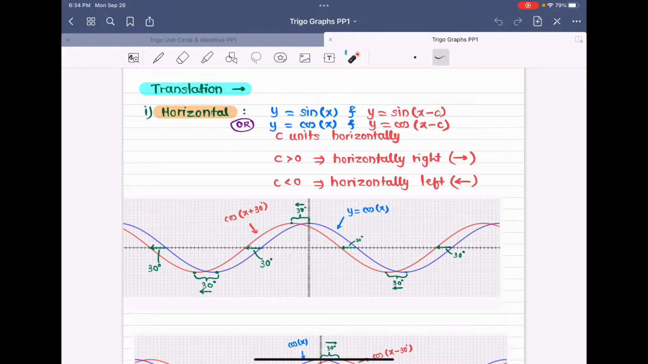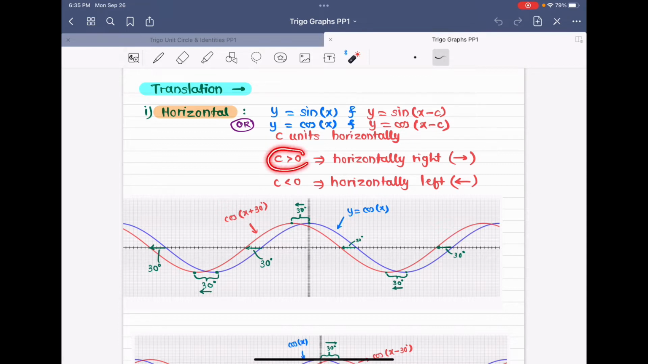You will see that. So here, if the original graph is y is equal to sine x and I am writing y is equal to sine of x minus c, by default this sign is negative. Or y is equal to cos x, and if I am writing y is equal to cos of x minus c, again the middle sign is negative. So c units horizontally. That means whatever your c value, whether it's sine or cos of x minus whatever that value, it moves horizontally. But where? Horizontally can be left hand side or right side.